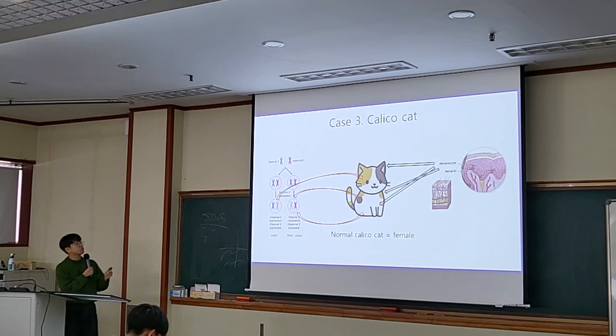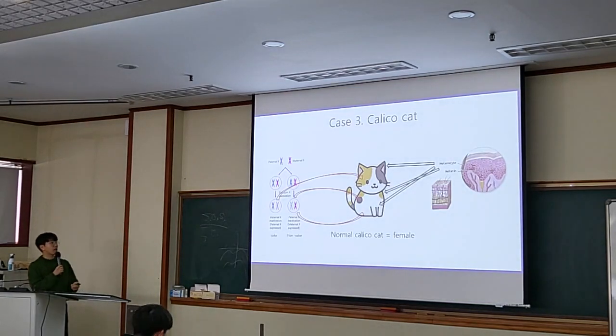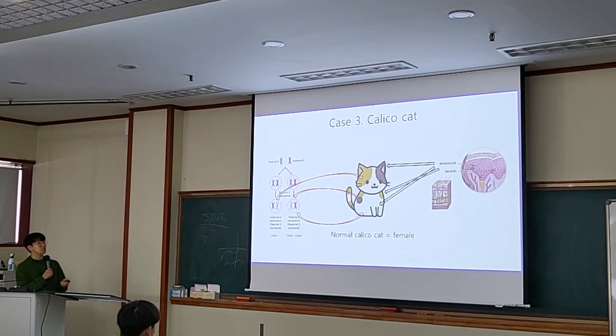they experience random X activation, and so the maternal X can be expressed or the paternal X can be expressed. Which X chromosome is activated determines their color, and this also affects the melanocyte stem cell and melanocyte cell. As a result, this cat shows more than 3 colors in its fur.